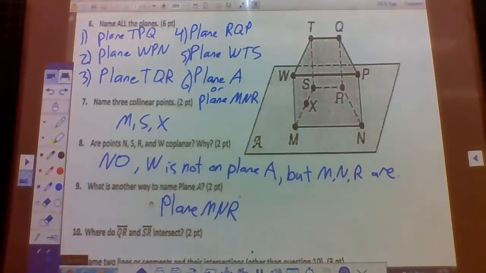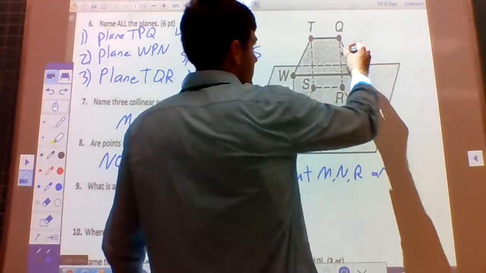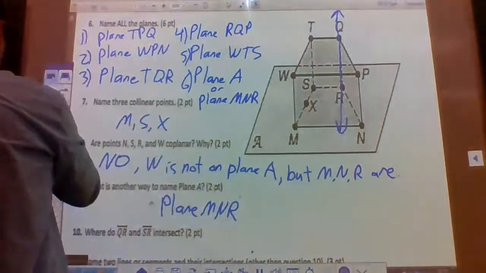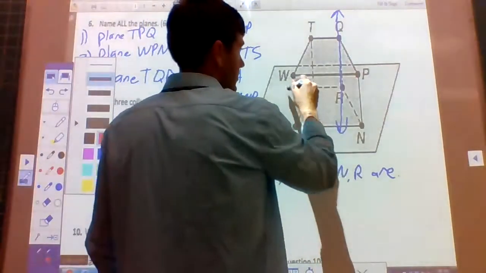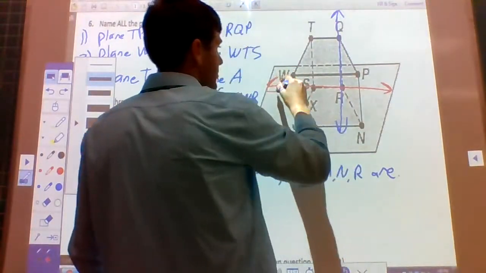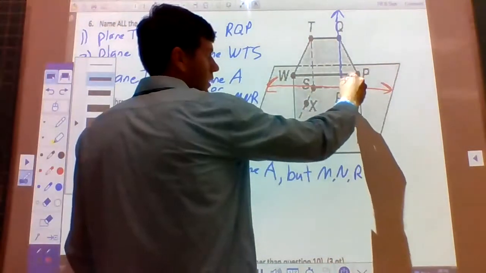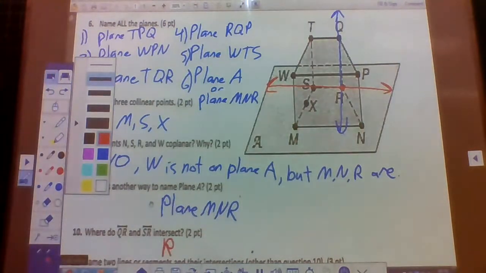Okay. Where do QR and SR cross? Line QR. So here's line QR. And we want line SR. So they are 2 lines. Where do we know 2 lines are going to intersect? They're going to intersect at a point. In this case, that point is point R.